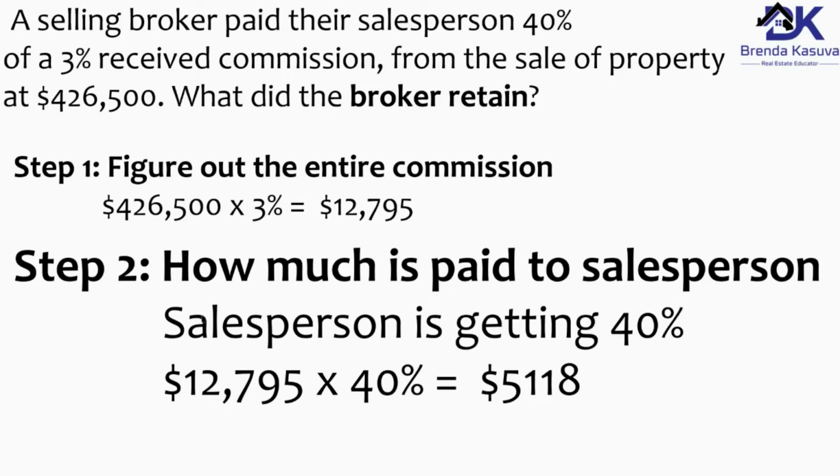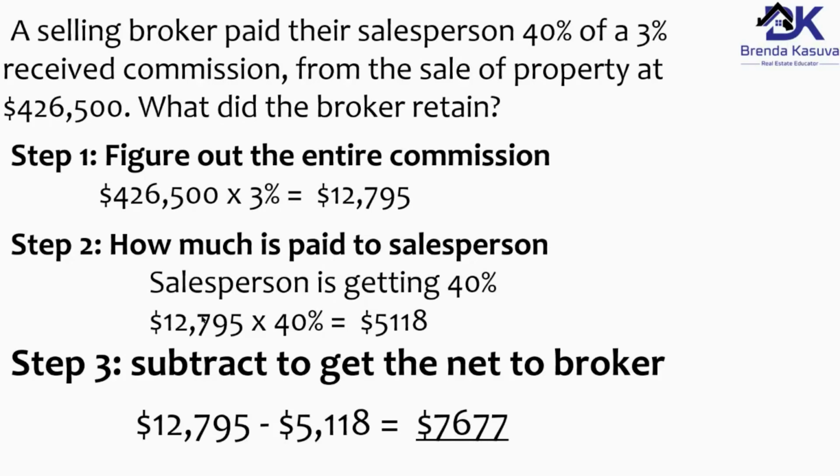The salesperson is getting 40%, therefore the broker is getting 60%. So this is what the salesperson is going to get. And then some of us, once we find that out, we're going to take it out from the received compensation, leaving the broker $7,677.